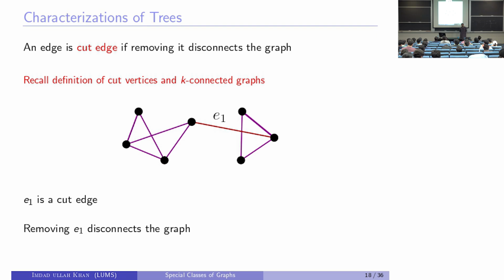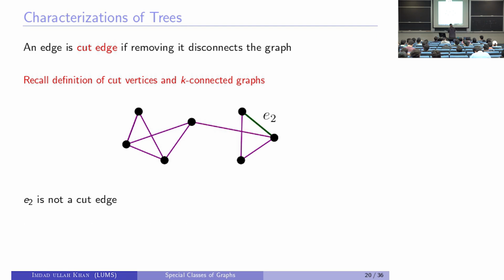What happens to the graph? The graph gets disconnected, right? Because this is what we call a cut edge. If I remove this edge E1, the graph is disconnected. If I remove the edge E2, what happens to the graph? It's not disconnected, right? The remaining graph is still connected. It's not a very important, critical edge.